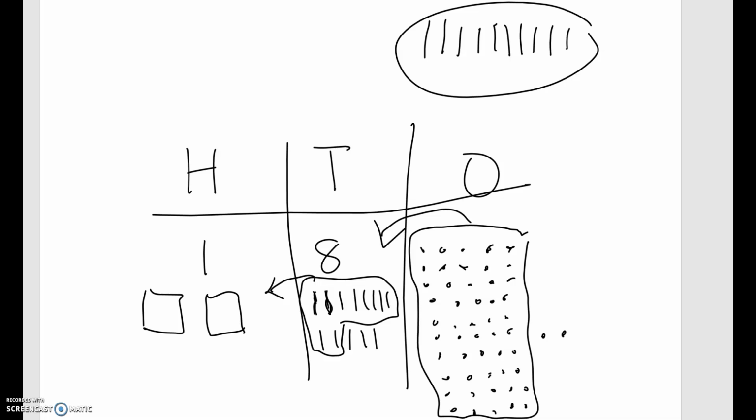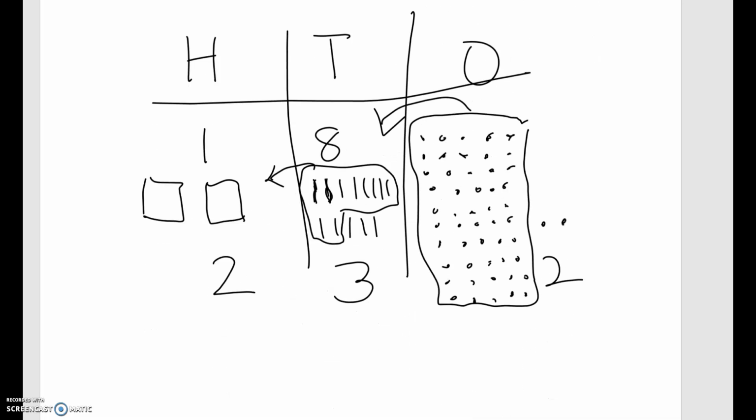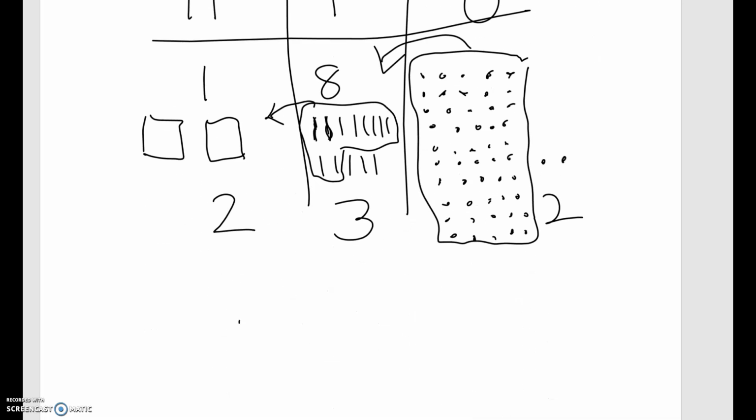So what am I left over with? Now I have 2 flats. So that's 200. How many longs do I have? I have 10, 20, 30. So I have 3 longs. And how many ones do I have left here? 1, 2. So I have 2 ones. So your number is 232.